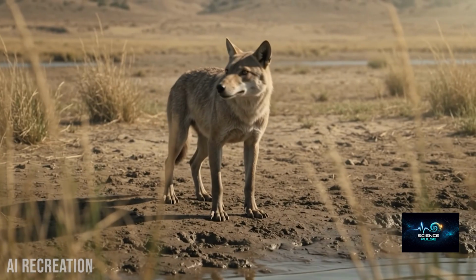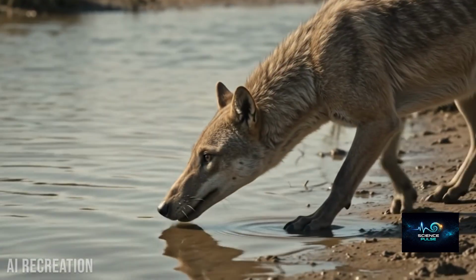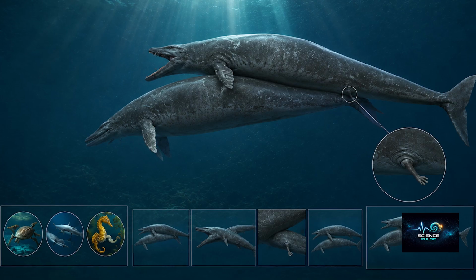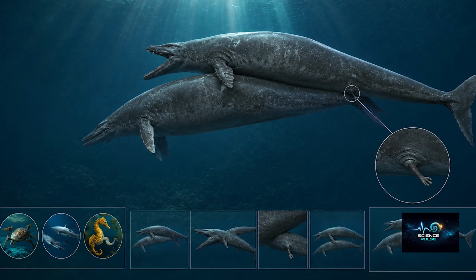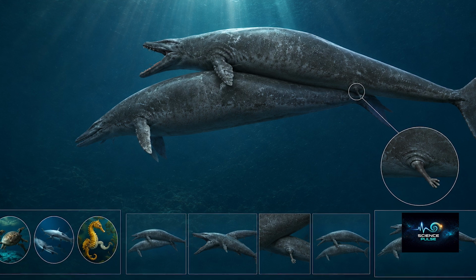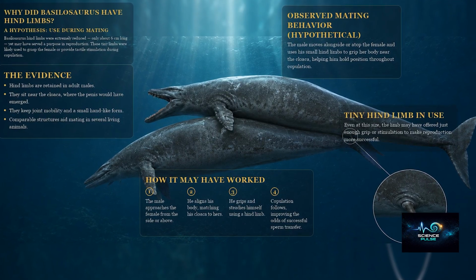They are direct physical evidence that the ancestors of Basilosaurus were four-legged land animals. The leading hypothesis is that they served as guides during mating, though this remains unconfirmed. The vestigial legs of Basilosaurus are one of the clearest examples of evolutionary transition preserved in the fossil record.